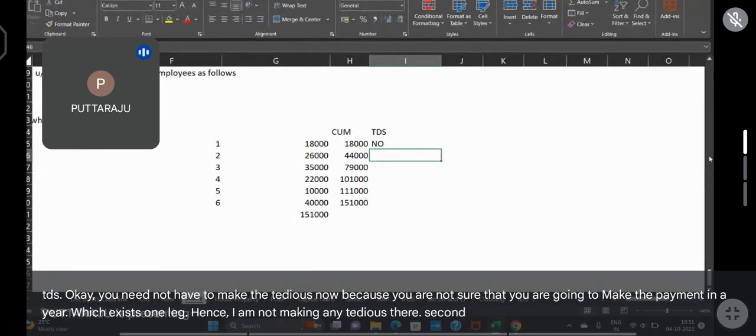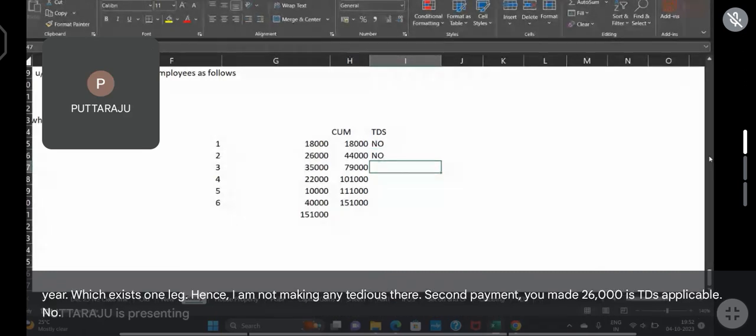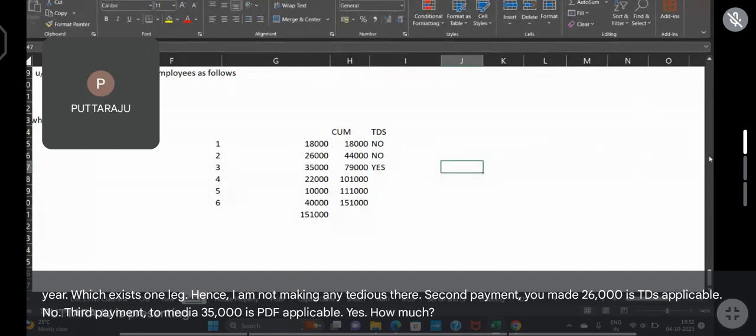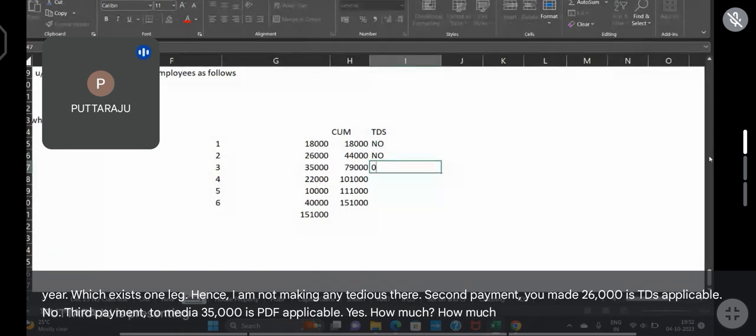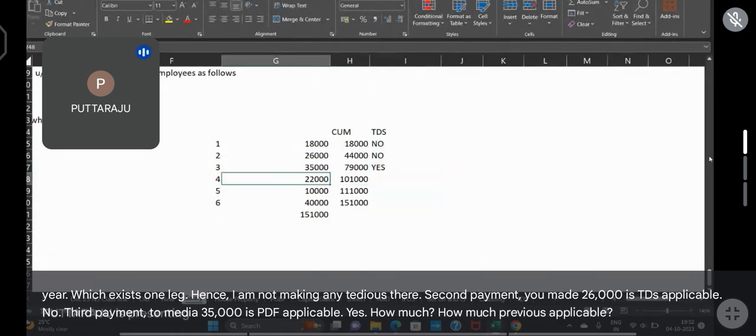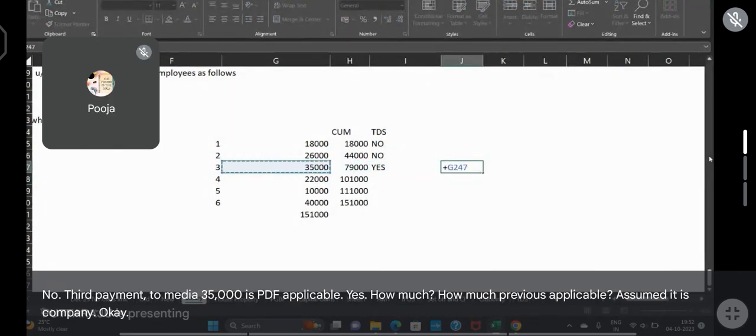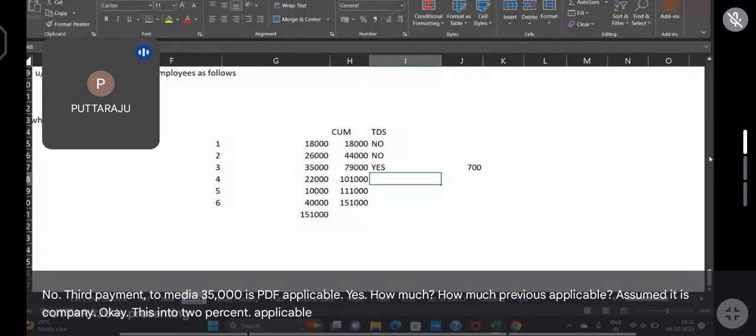Second payment you made 26,000. Is TDS applicable? No, sir. Third payment you made 35,000. Is TDS applicable? Yes. How much TDS is applicable? Assume that it is a company. This into 2% is applicable. TDS amount is 700. 35,000 minus 700, 34,300 you will pay.